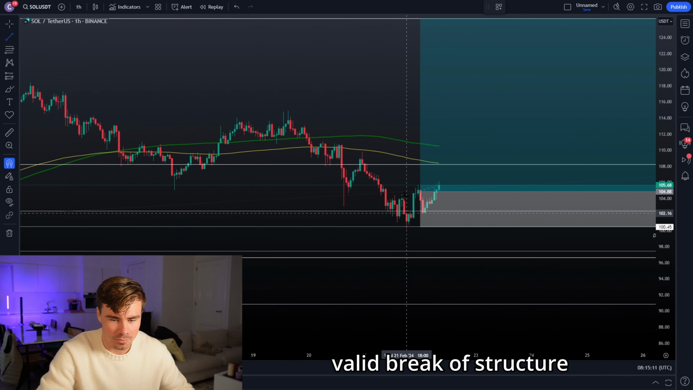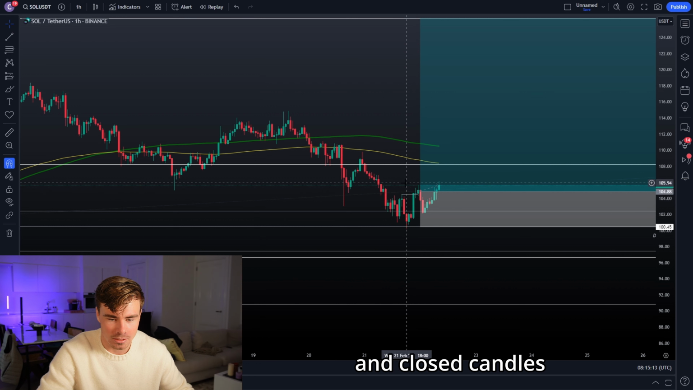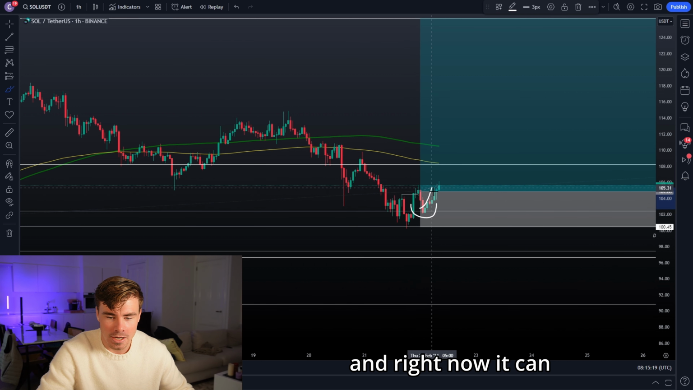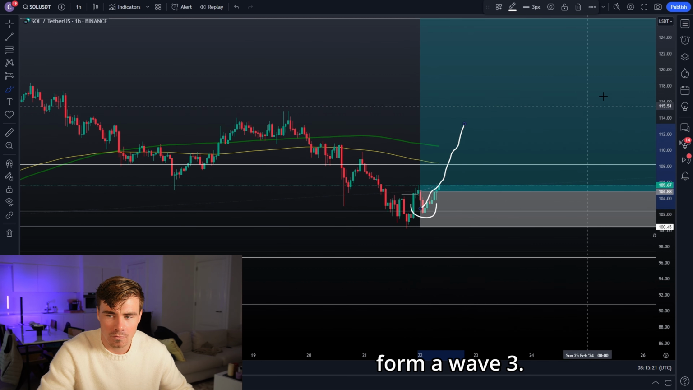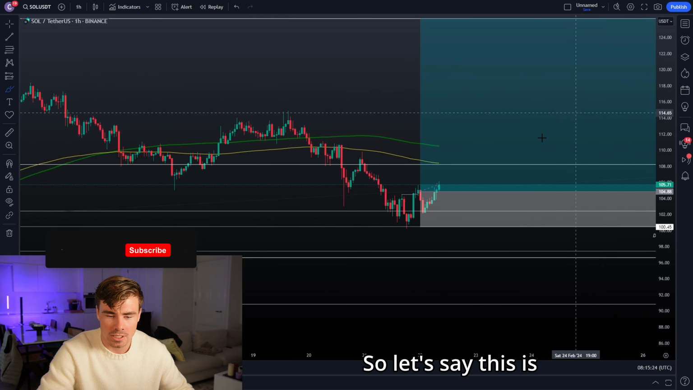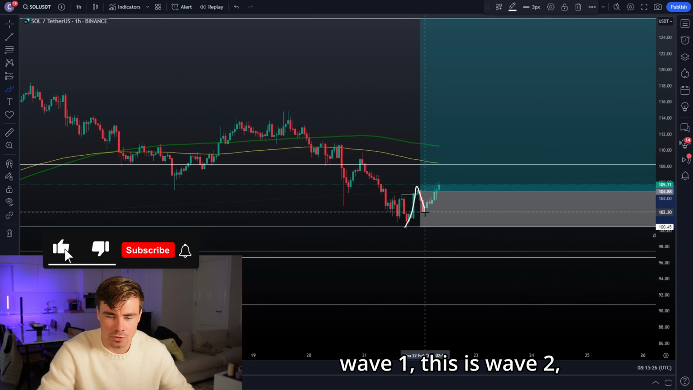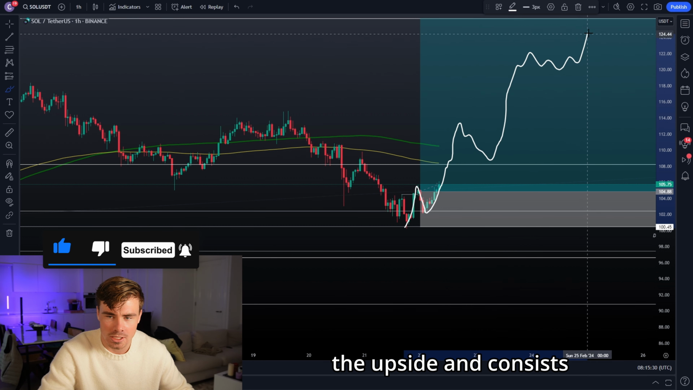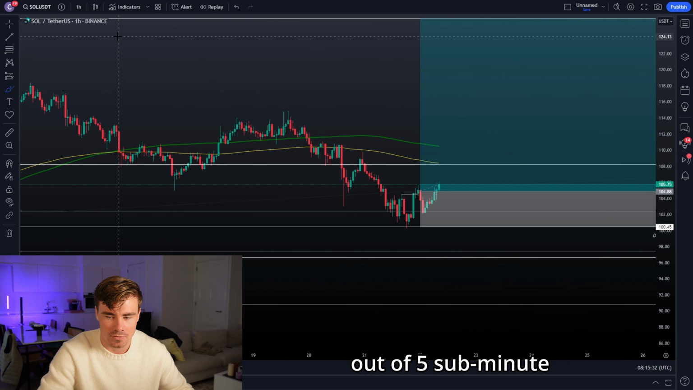put in a valid break of structure, right? Because we opened and closed candles above this high that brought us to this low. And afterwards it formed a higher low over here. And right now it can potentially form a wave 3. So let's say this is wave 1, this is wave 2, then we could be starting wave 3, which is usually the most impulsive one towards the upside and consists of 5 sub-minute waves.